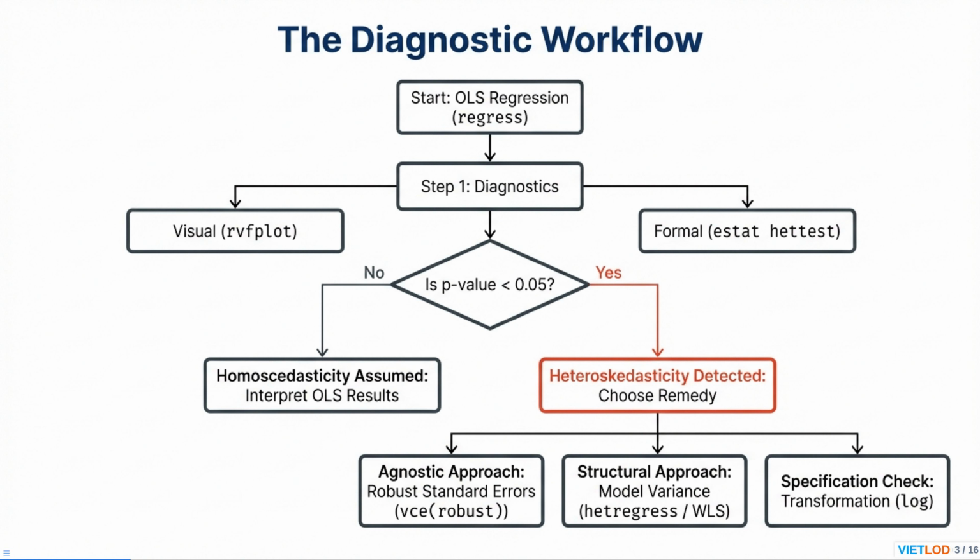However, if the p-value is less than 0.05, heteroskedasticity is detected, and we must choose an appropriate remedy. These remedies fall into three categories: the agnostic approach using robust standard errors with the vce(robust) option, a structural approach where we explicitly model the variance using hetregress or weighted least squares, or a specification check involving data transformations, such as taking the log of variables.